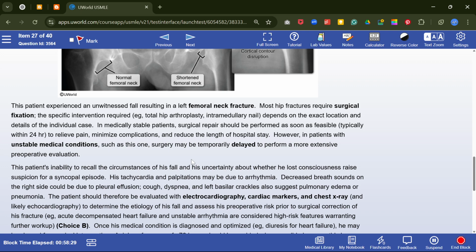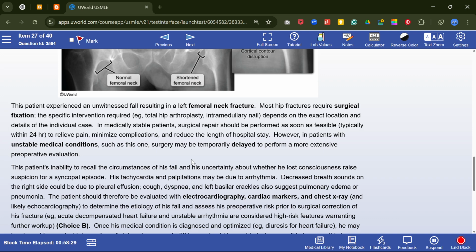In a medically stable patient, surgical repair should be performed as soon as feasible, typically within 24 hours, to relieve pain, minimize complications, and reduce length of hospital stay.